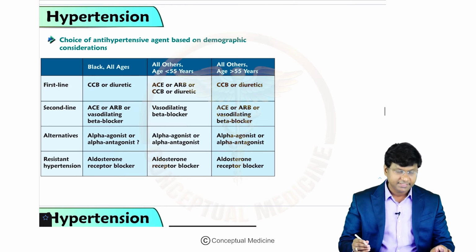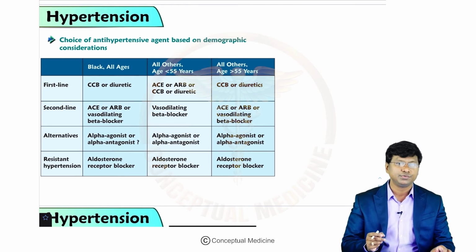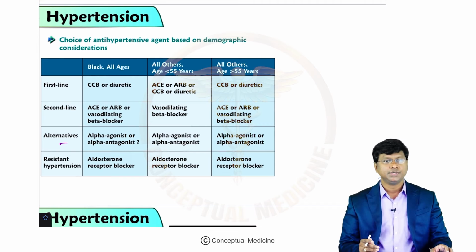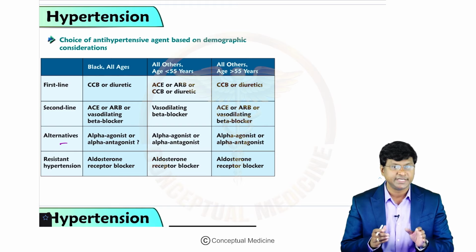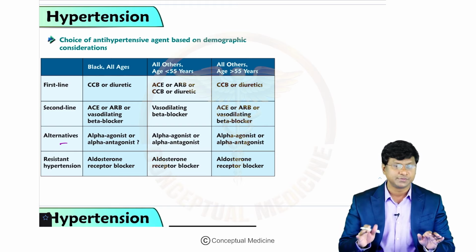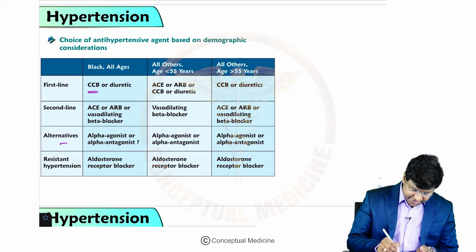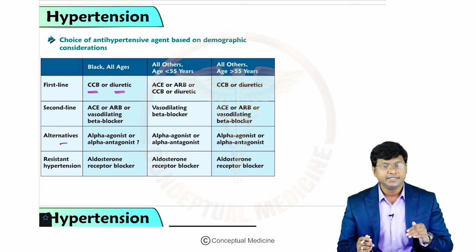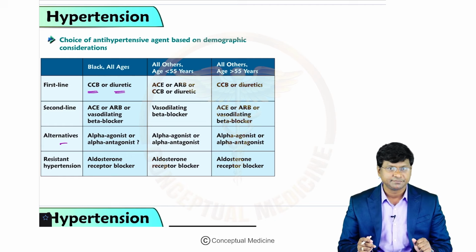Now, in medical management, you need to know the first line drugs, second line drugs and alternative drugs. If you take the first line drugs in blacks of all age groups, it should be either a calcium channel blocker or a diuretic. Second line drug will be an ACE inhibitor or angiotensin receptor blocker or a beta blocker or a vasodilating agent.